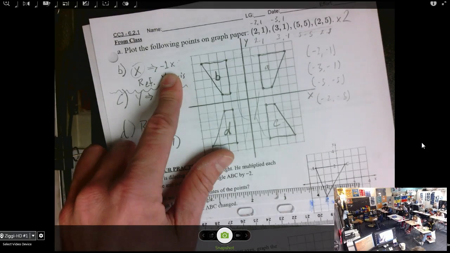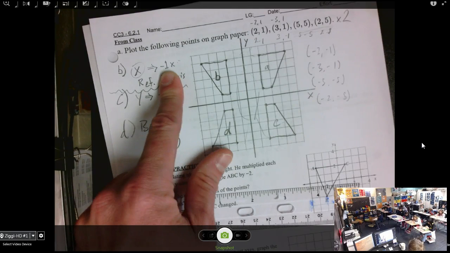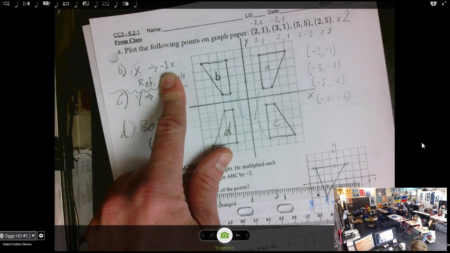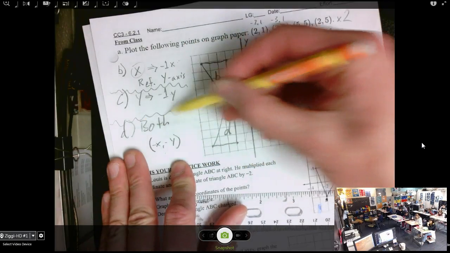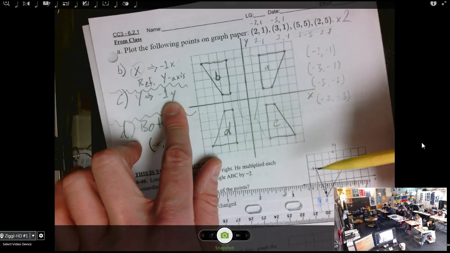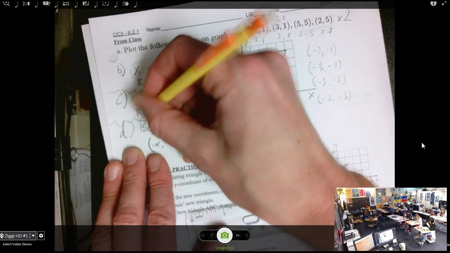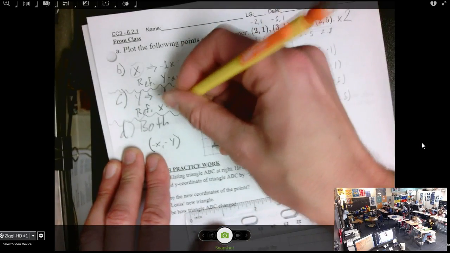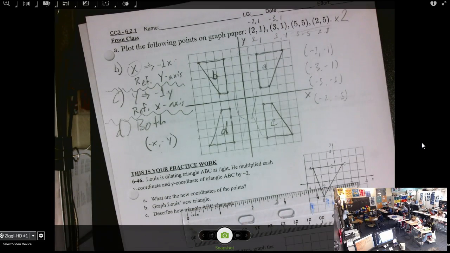This is often confusing for people. We reflected the y-axis, but the y stayed the same. So just like that, when the y becomes the opposite, what axis did we reflect there? The x-axis. Right, so that was a reflection across the x-axis. But what about D? When the x and the y are both opposite.